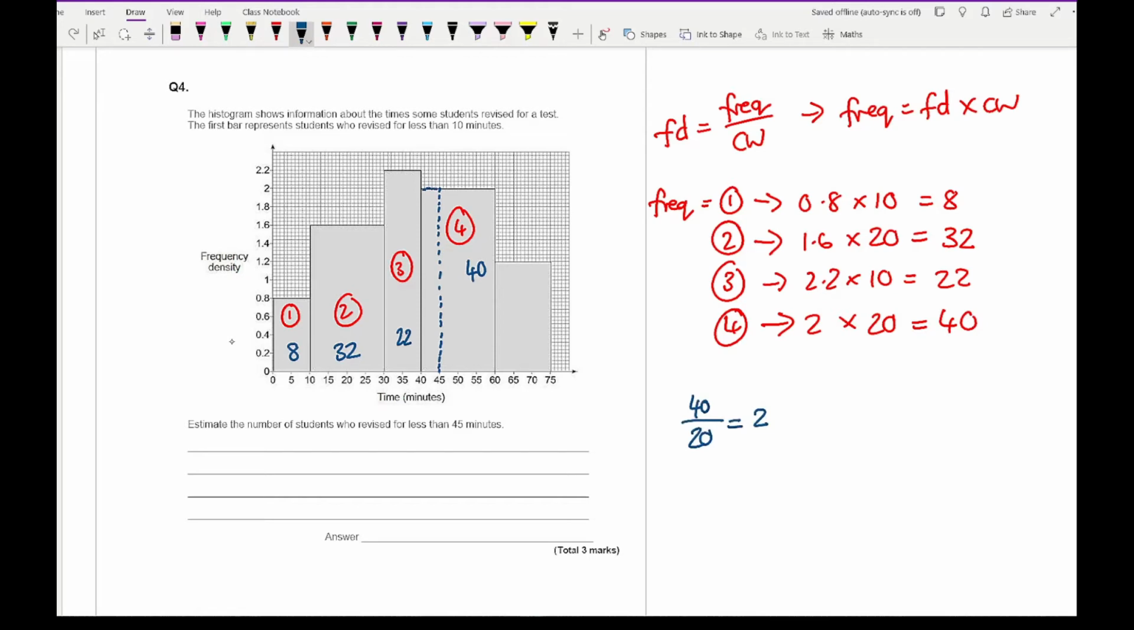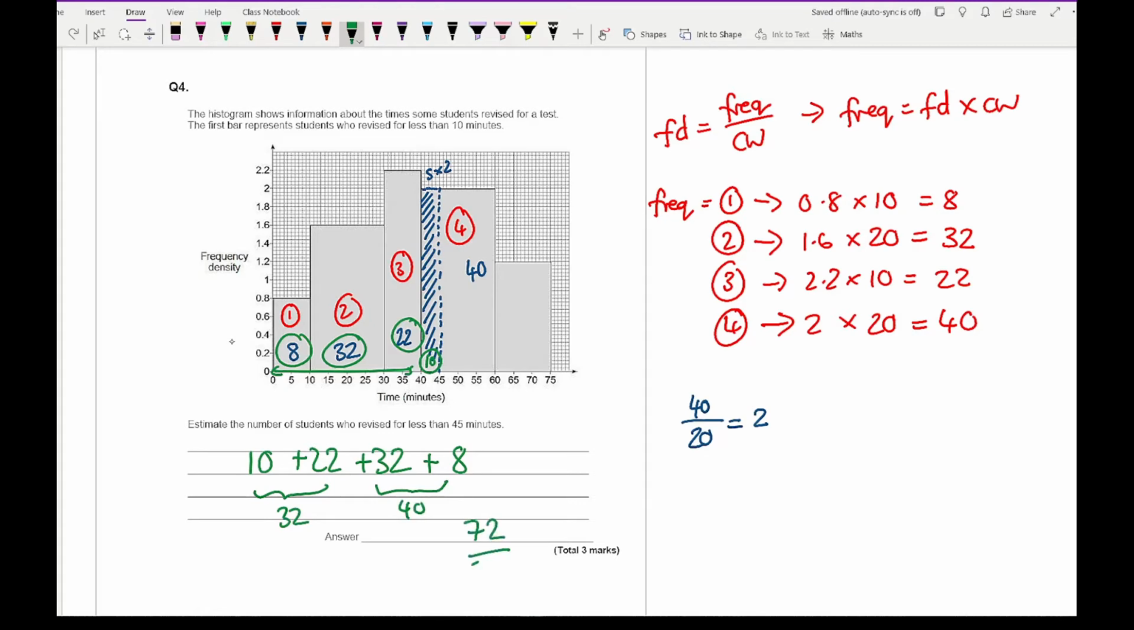Now going up to this space here, which is what I'm wanting to know, in that little space, which has a width of 5, that's going to be 5 times 2. So there are 10 people in this little sliver. To work out how many people in total are over here, I need to add these 3 other bars. So the estimation is going to be 10 plus 22 plus 32 plus 8. That gives me 40, then 32 more, which gives me a total of 72.